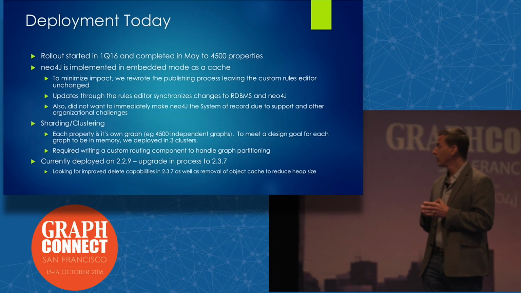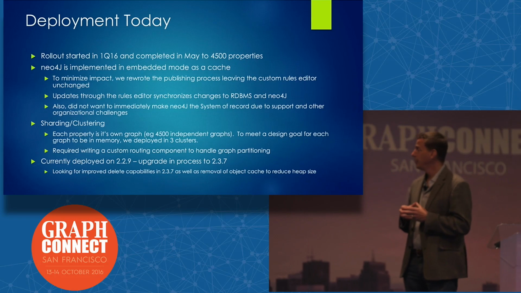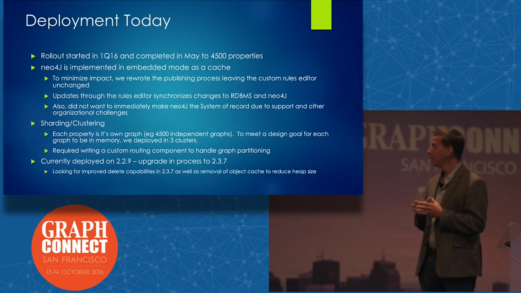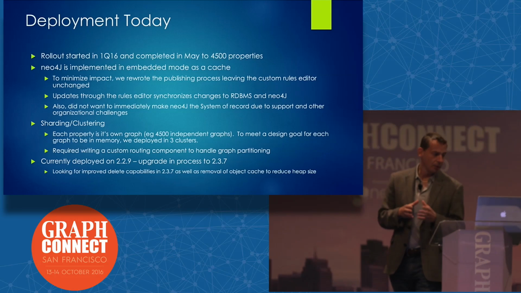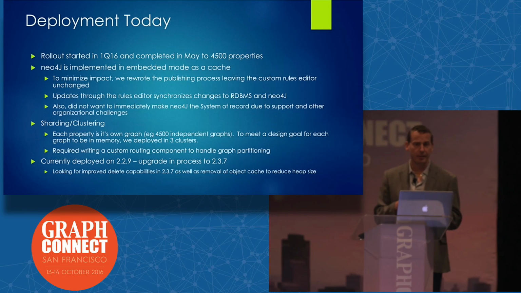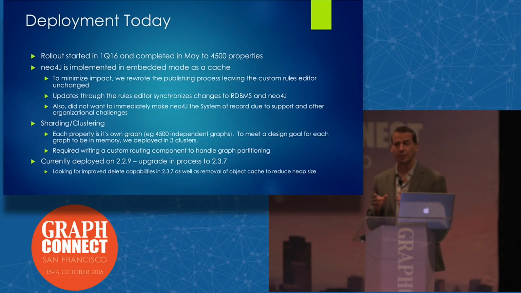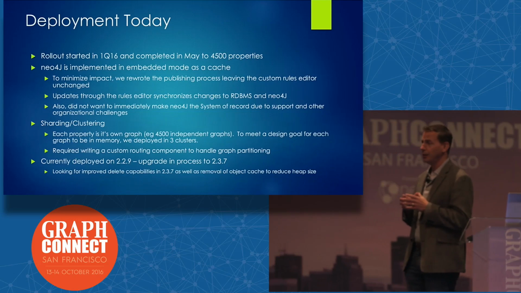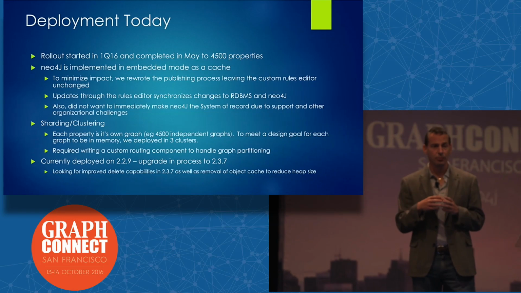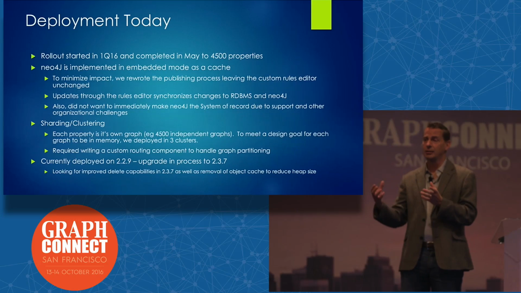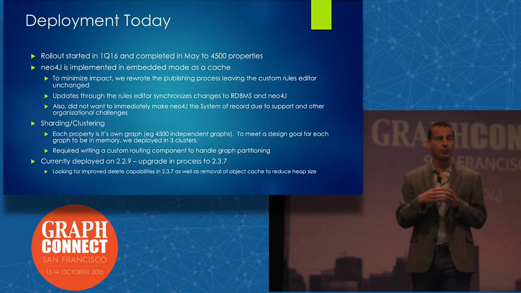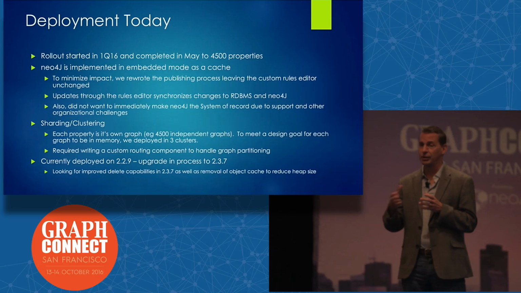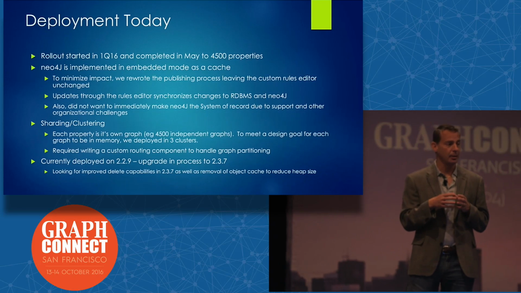We're currently deployed with version 2.2.9 of Neo, and we're in the process of upgrading to 2.3.7. Some of the key things we're looking to get out of that are the delete capabilities between the versions. In the 2.2 line, when you delete information from the database, it actually leaves that data in the database and takes up space. 2.3 provides some capability so that you can actually have that cleaned out to manage the database size.